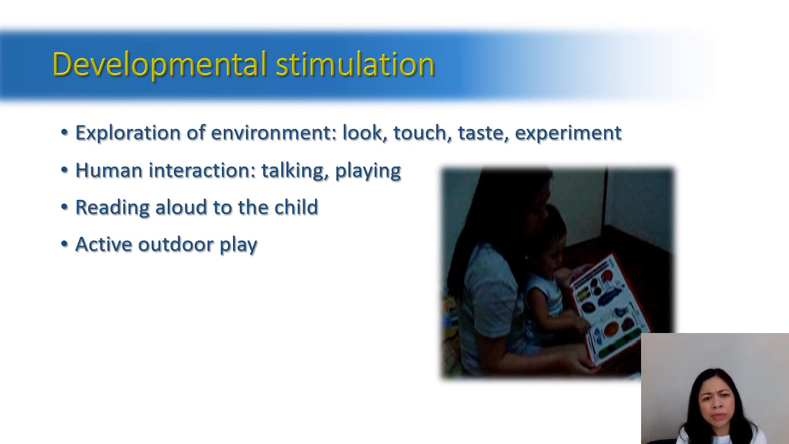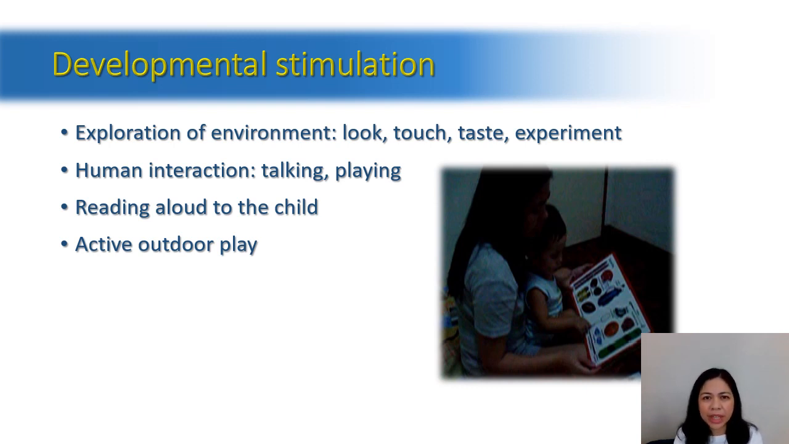There should be a lot of human interaction though, because it's when humans interact with them by playing with them or talking to them that our brain activates for language development and cognitive development. We also should do reading aloud to the child and get them used to this kind of interaction with an adult. And there should be a lot of active outdoor play.